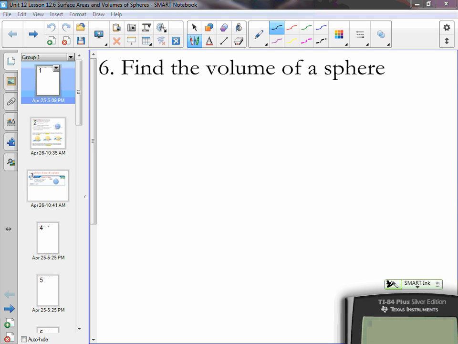We're going to find the volume of a sphere. Turn with me to page 864. Now, in this section, they also have surface areas, but we're just finding volume.